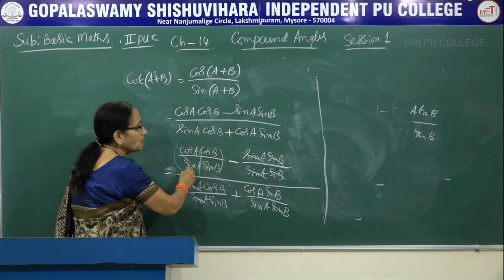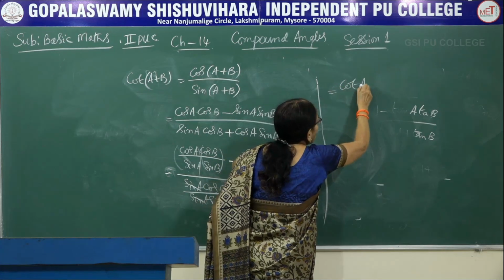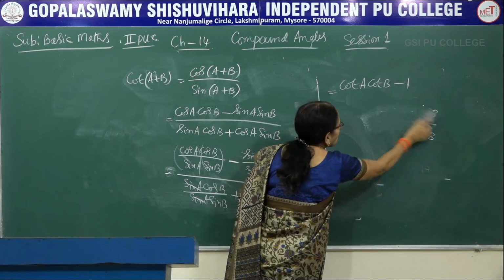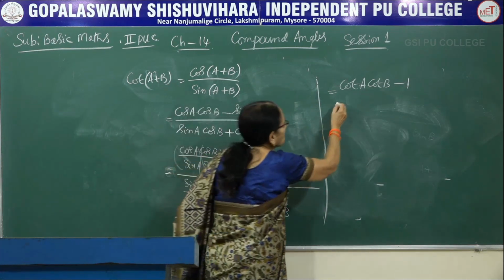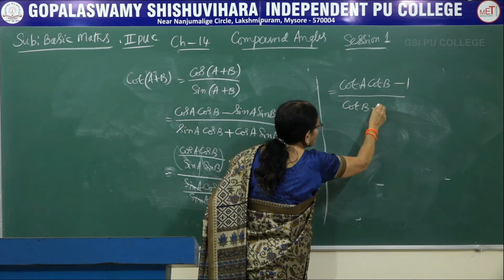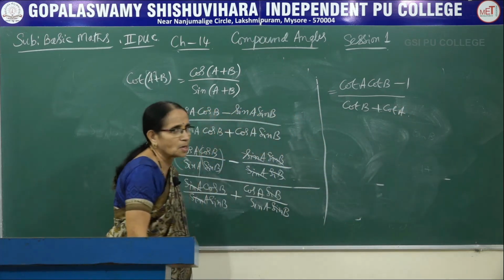What is cos A by sin A? That is equal to cot A, and into cot B minus 1, because both the terms have been cancelled, one remains. Here cos B by sin B, that is cot B, and the other one is cot A. So any one method you can write.